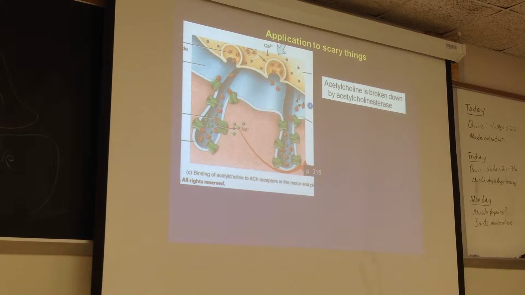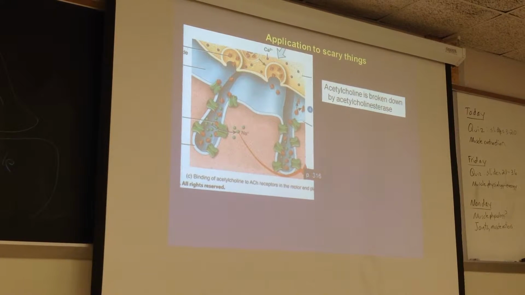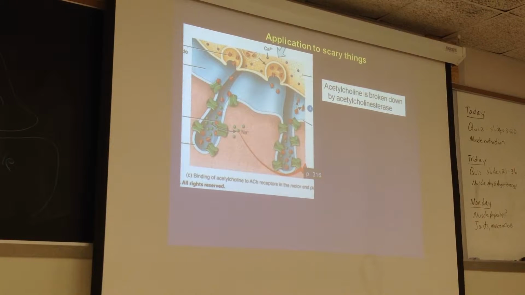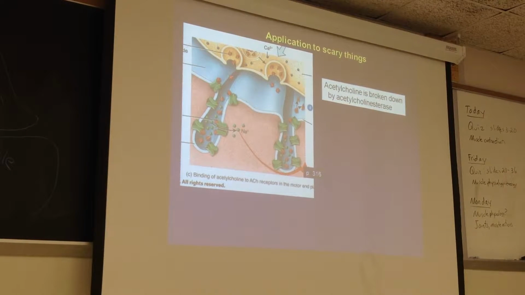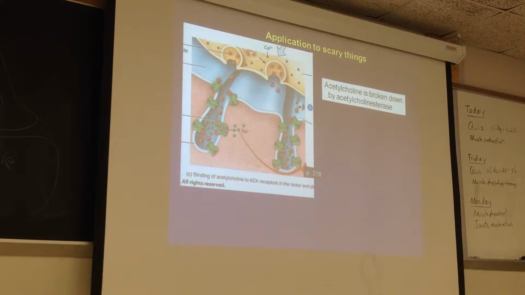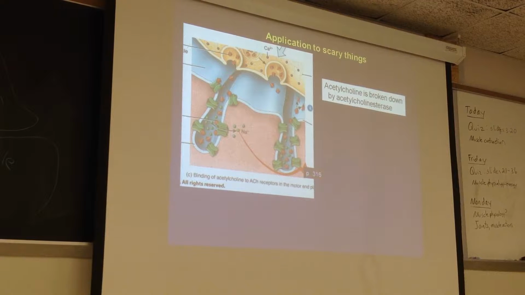I think Josh mentioned reuptake. There are some neurotransmitters that actually can get reuptaken, I'm not sure of the phrase there, back into the synaptic terminal, but not this one. This one actually just gets destroyed by something called acetylcholinesterase, constantly being destroyed.